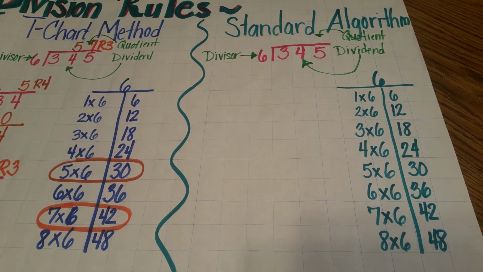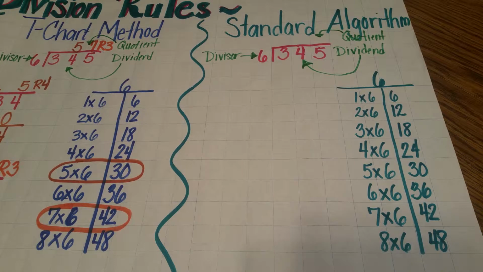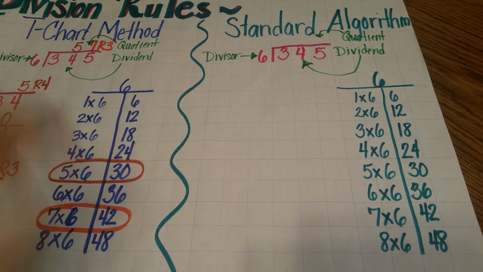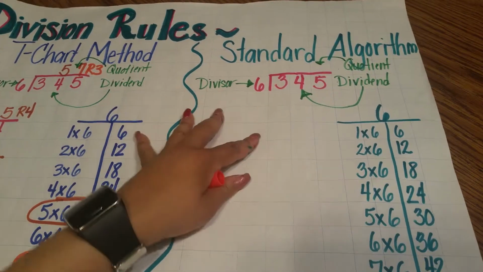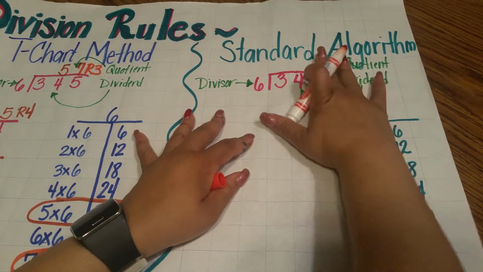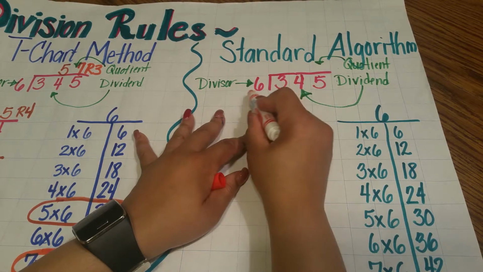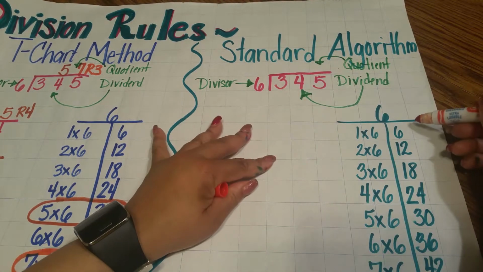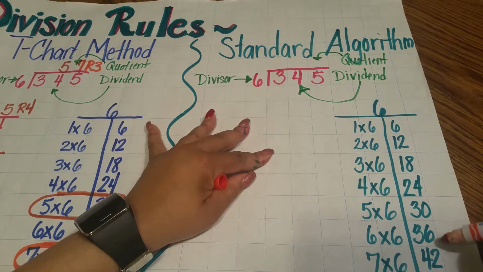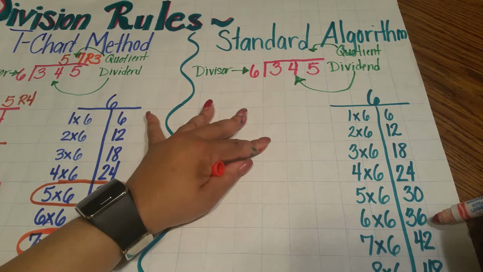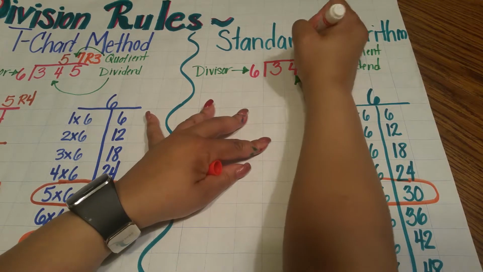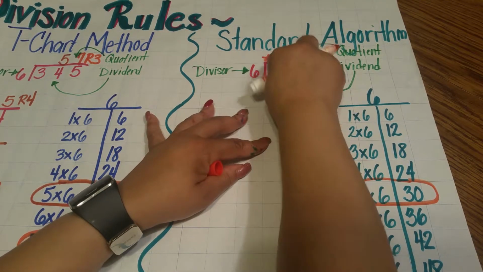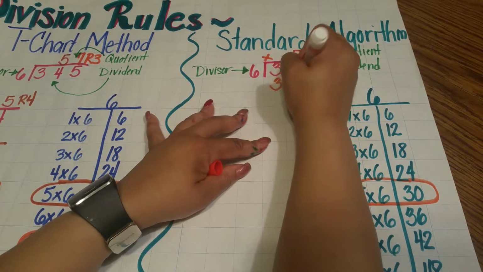Now, the standard algorithm way, basically what we are doing is the same thing as the T-chart method, but we're not dividing up the problem. We're not going to separate the problem. We're going to do everything in the original problem. So I know, covering the 5, I need to find out how many times can 6 go into 34. I'm looking for a number that is close to 34 without going over. I can't use 36. I went over. Got to use the 30. So my quotient is 5. And I know that 6 times 5 is 30.